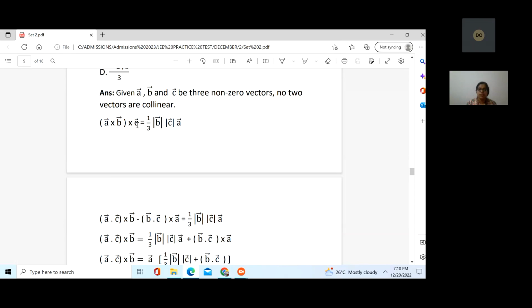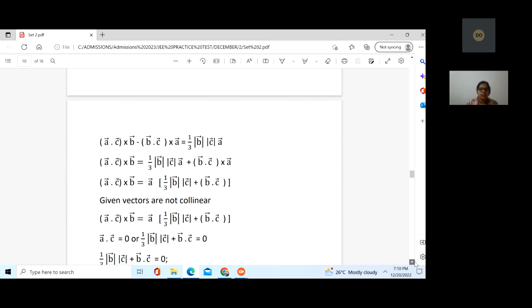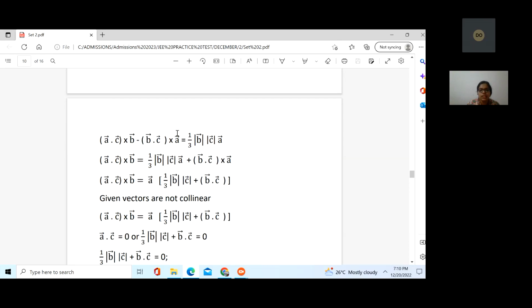A cross B cross C, you can write this as A dot C cross B, the basic formula, minus B dot C cross A, which is equal to 1 by 3 mod of vector B, vector C, vector A. Once you check this, you can see that here there is a vector A, and here there is a vector A. You can rearrange these terms in such a way that you will be able to take this vector A outside. So here it will be vector A dot vector C cross vector B equal to, this term will remain as it is. From this you can take this vector A common, and from this term also this vector A will be common.